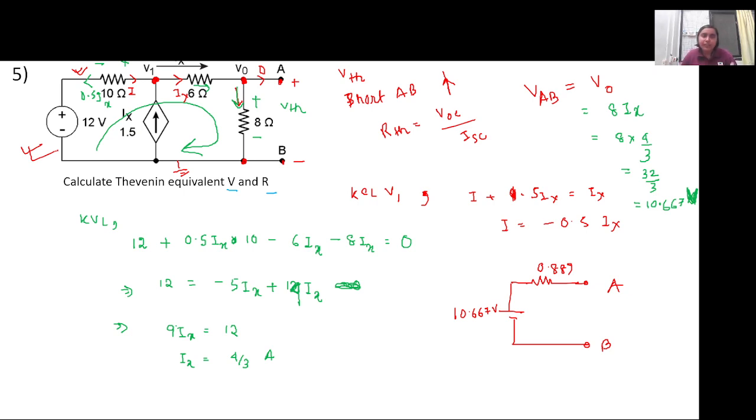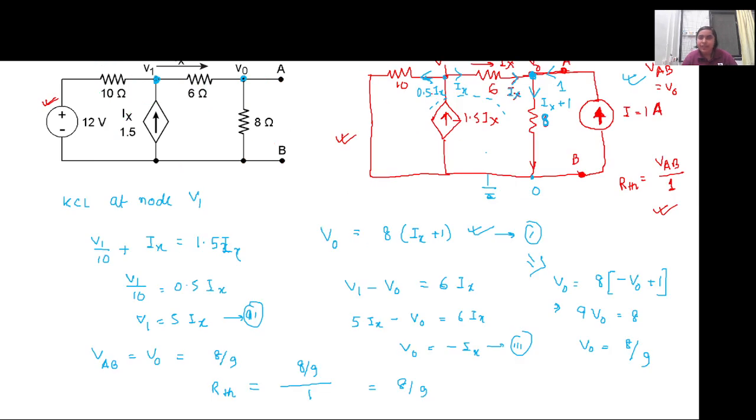Is this fine? In the first problem that I showed, we had short circuited the terminals A and B, calculated the Norton short circuit current and then calculated the R Thevenin. In this case, we connected a 1 ampere source and calculated the voltage across AB in order to calculate this R Thevenin. So whichever makes your circuit simpler, you can use either of the two. Is this fine? Yes, ma'am.